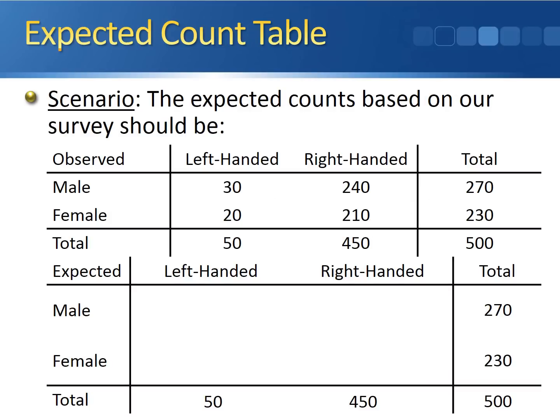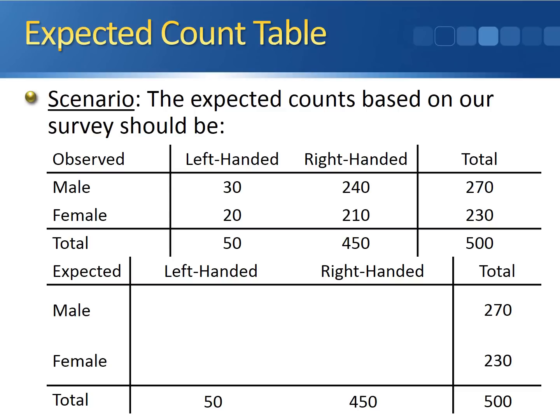What we'll do now is calculate the expected counts. Up on top, we have the observed counts from the actual survey. On the bottom, we'll have our table of expected counts. Notice that the row sums, 270 and 230, as well as the column sums, 50 and 450, are the same in both tables.